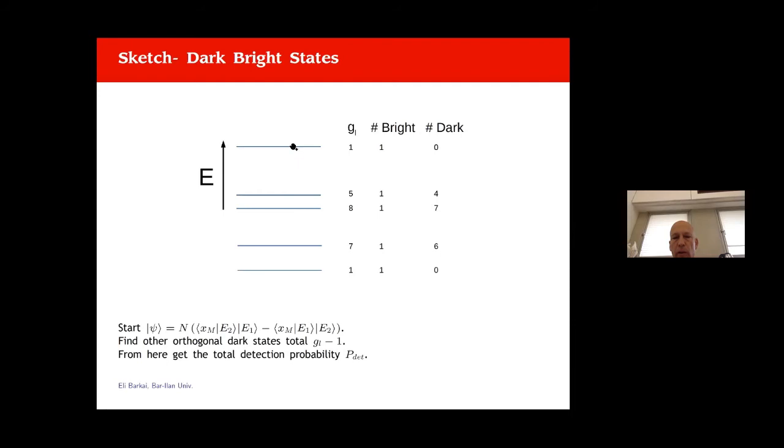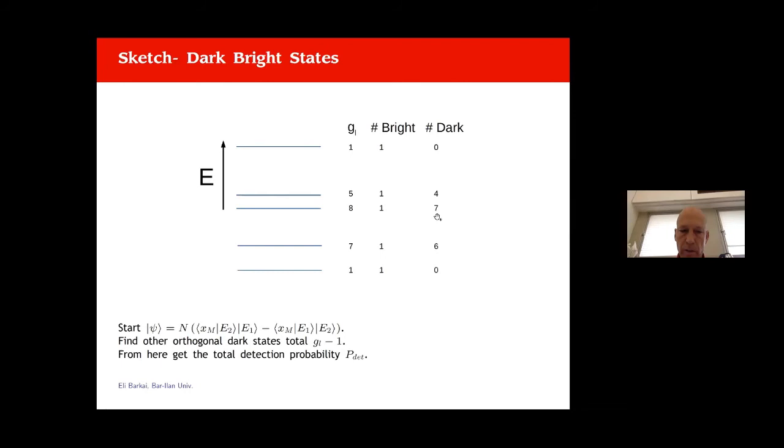So the claim is that if you have no degeneracy, you have one bright state. This state is detected. If you start here, you detect with probability one and there's no dark state here. If you have a degeneracy five, then you have one bright state and four dark states, etc. So this is the decomposition. The more disorder you have, the higher the degeneracy, the larger is the number of the dark states.